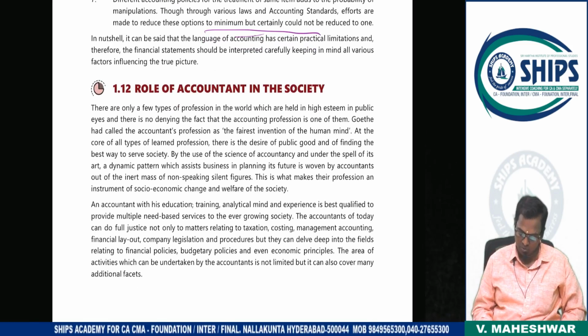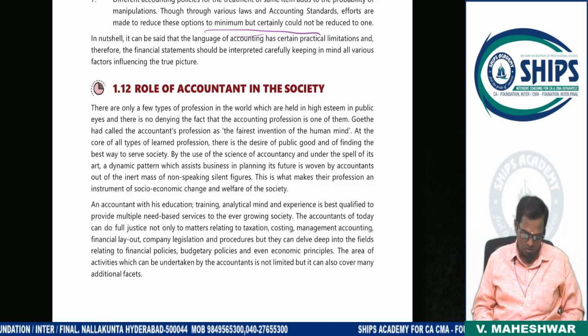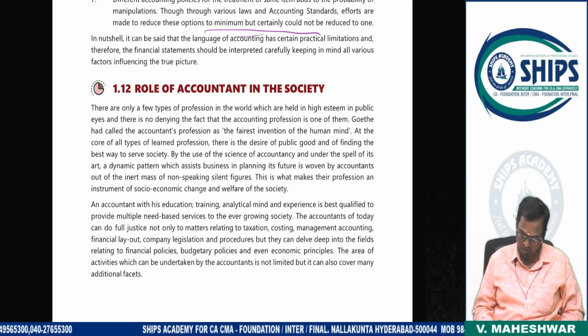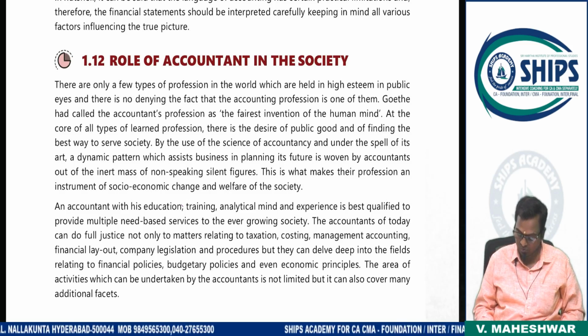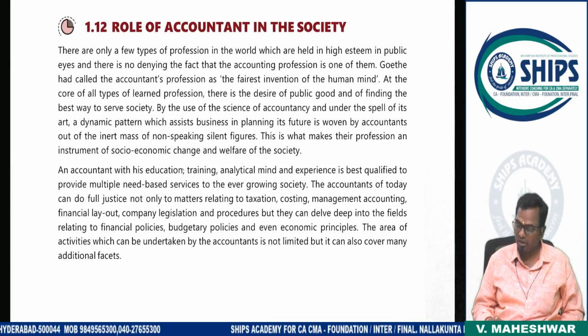There are only a few types of professions in the world which are held in high esteem in public eyes, and there is no denying that the accounting profession is one of them. Goethe called the accountancy profession one of the fairest inventions of the human mind. At the core of all learned professions there is a desire for public good and finding the best way of serving society. By the use of the science of accounting, and under the spell of its art, a dynamic pattern which assists in planning the future is woven by the accountant out of this inert mass of non-speaking silent figures. This is what makes the profession an instrument of socio-economic change and welfare of the society. This is the accountant in society.